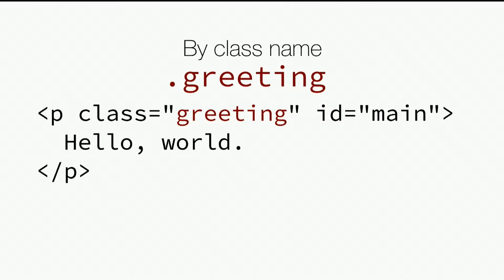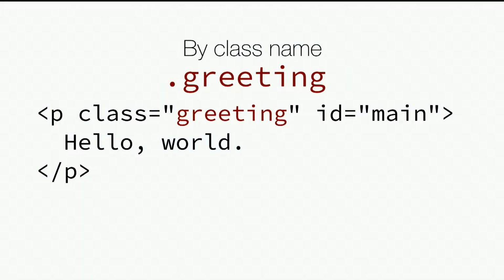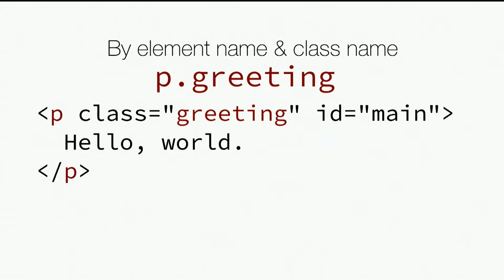Or both. Element name and class name. If you just say dot greeting, then that will grab any element on the page that has a class of greeting, whether it's a paragraph or a span or a div or whatever. This will only grab paragraphs with a class of greeting.